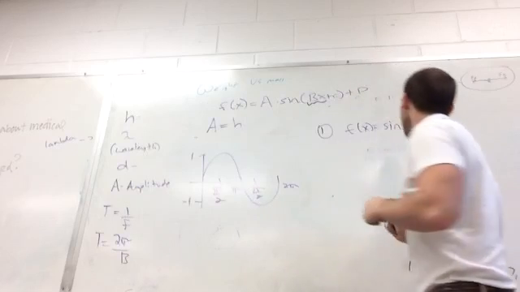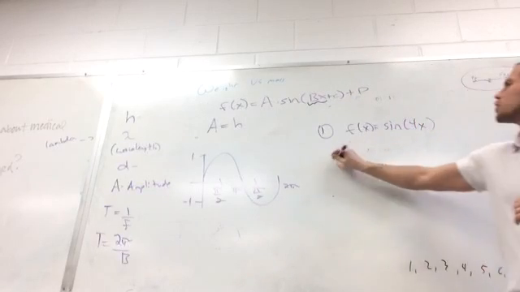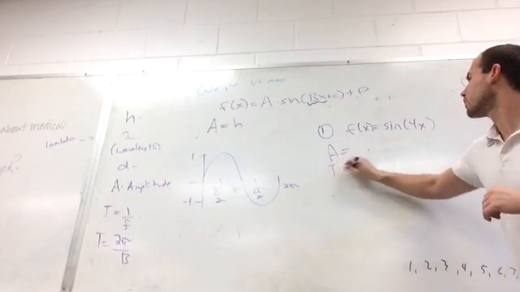Number 1 says f of x equals the sine of 4x, and I want to know the amplitude and period.